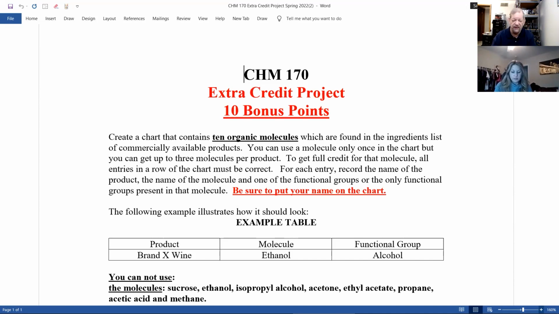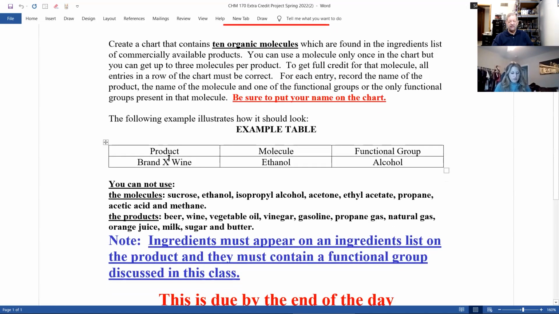For each entry, record the name of the product, the name of the molecule, and one functional group, or the only functional group. If there's more than one functional group in a molecule, you only have to name one. And don't forget to put your name on the chart. All right, the following illustrates how it should look. For those who know how to make a table, if not, see me during my office hours. I can show you in Word. And you have a table, first column product, next molecule, last one functional group.